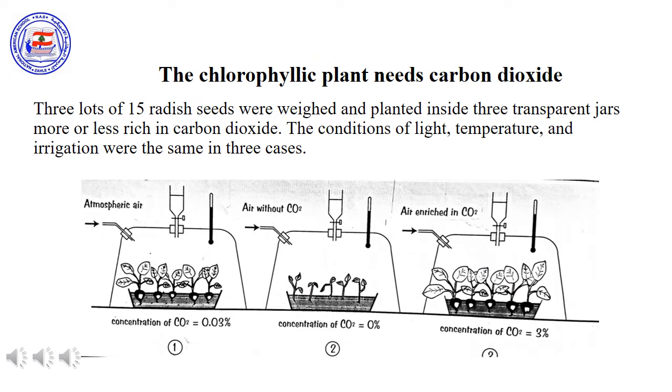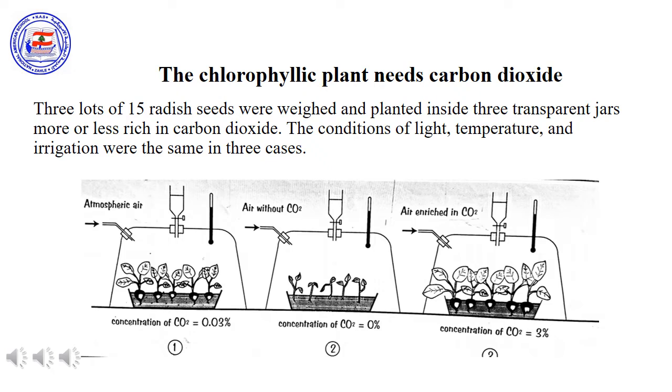To determine the effect of carbon dioxide on the productivity of plants, 3 lots of 15 radish seeds were weighed and planted inside 3 transparent jars, more or less rich in carbon dioxide. The conditions of light, temperature, and irrigation were the same in 3 cases. The variable factor in this experiment is carbon dioxide. We are only changing carbon dioxide while the other conditions are the same.